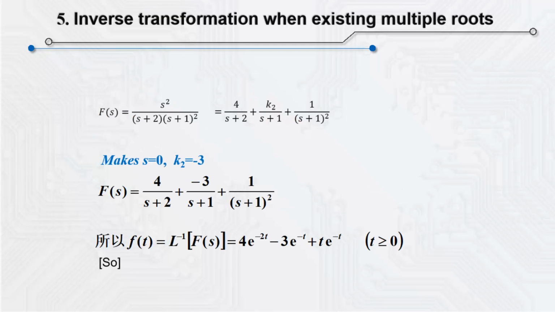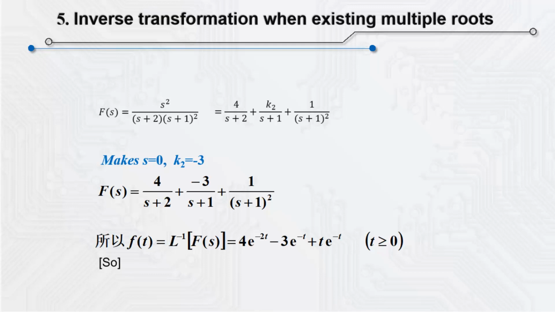After solving k2, F(s) is equal to 4 divided by s plus 2, plus -3 divided by s plus 1, plus 1 divided by (s plus 1) squared. Then 4 divided by s plus 2 has the inverse transform f(t) equal to 4 times e to the power of -2t. -3 divided by s plus 1 has the inverse transformation -3 e to the power of -t.